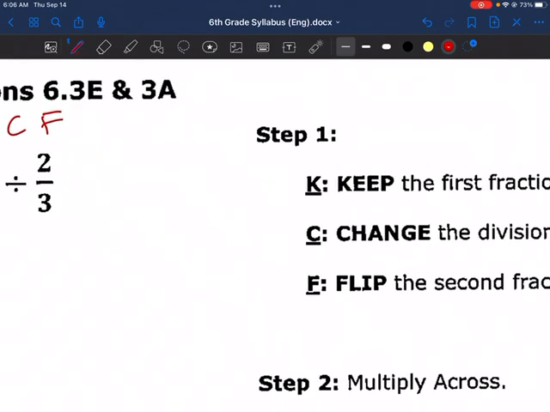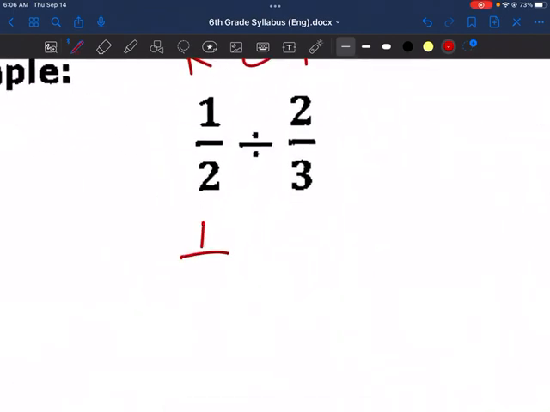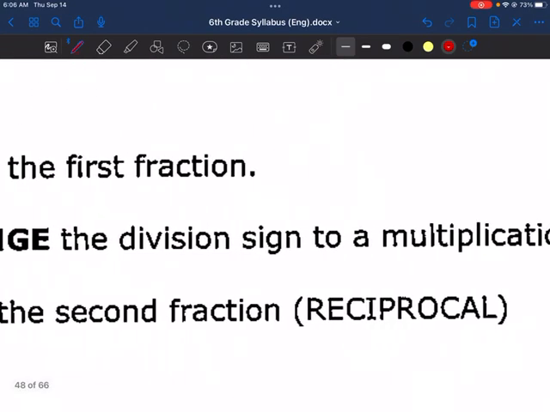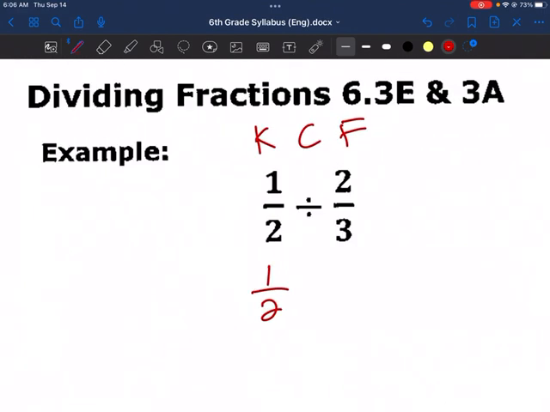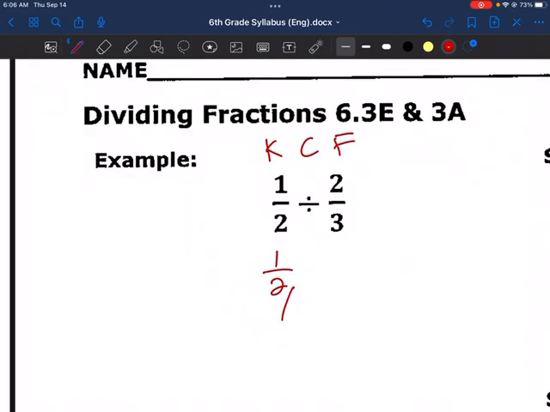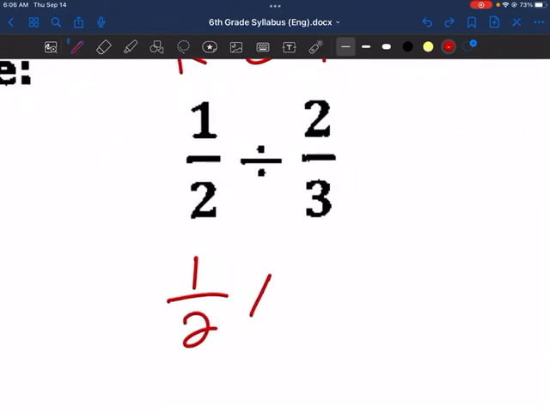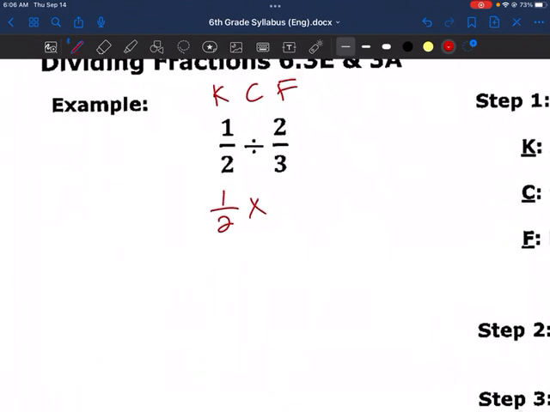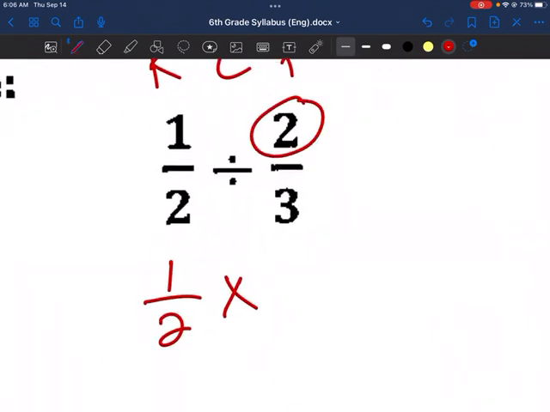And we're going to flip the second fraction. So this 2 and these 3 are going to flip. Se van a cambiar de lado. So the 2 goes down and the 3 goes up. Now, after you do that, chicos, multiplying fractions, we already know how to do that. Top with the top, bottom with the bottom. 3, 4, boom.